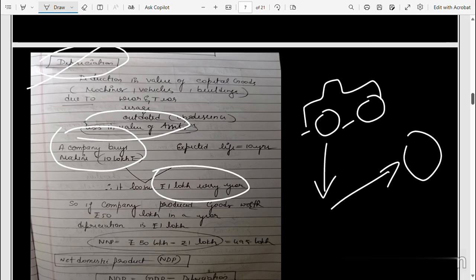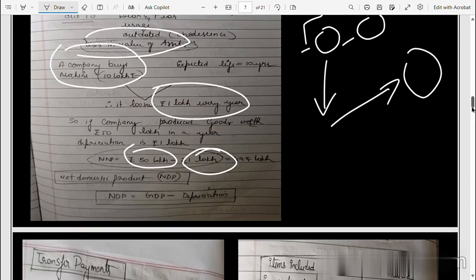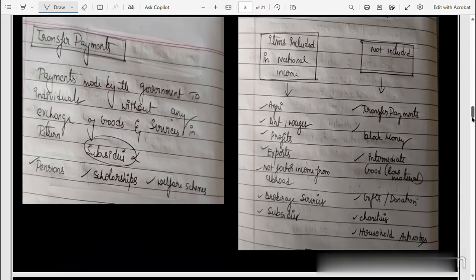So what will be the net national product then? The 50 lakh minus the depreciation, right? So this is the role depreciation plays in the economy. And we also have the other term, the net domestic product. For net domestic product we consider GDP, and for net national product we consider GNP. And I told you what is depreciation.